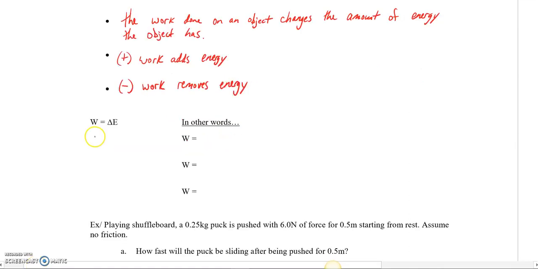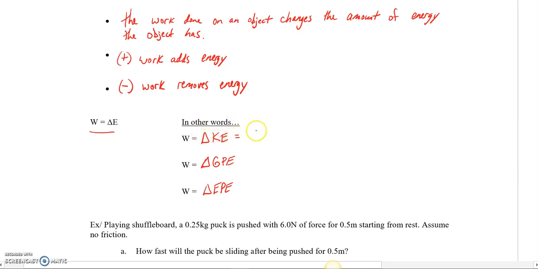So we get this equation, this relationship that the work done equals the change in energy of an object. So in other words, work equals the change in kinetic energy of an object, or it could be that work equals the change in gravitational potential energy of the object, or the work could equal the change in elastic potential energy of the object. It depends what's happening. Is the object changing speed? Is the object changing height? Or is the object compressing or stretching a spring? Okay. And change in science class always means final minus initial.